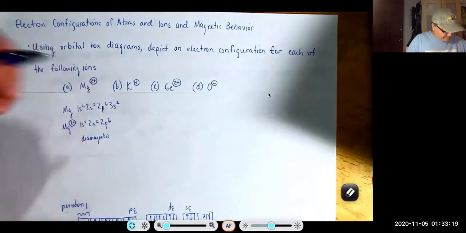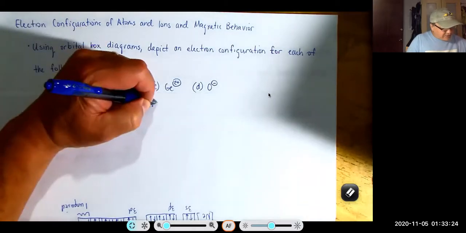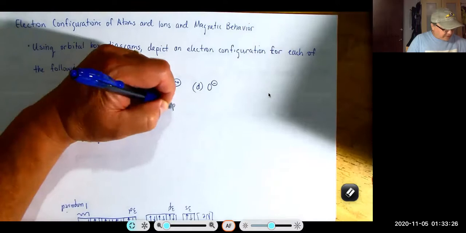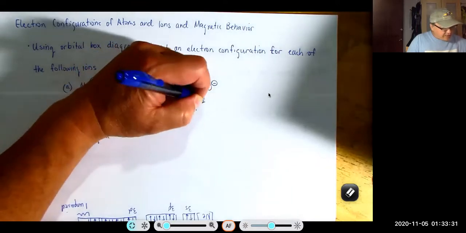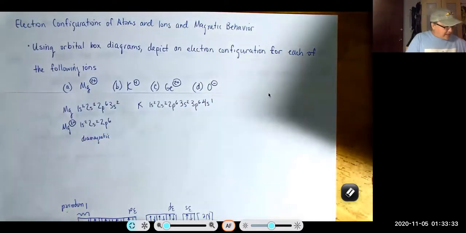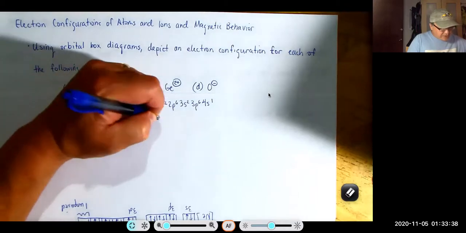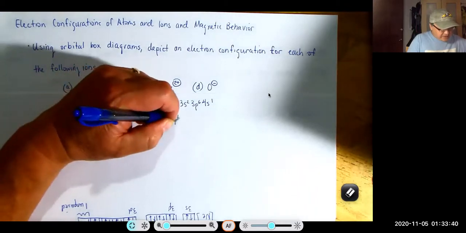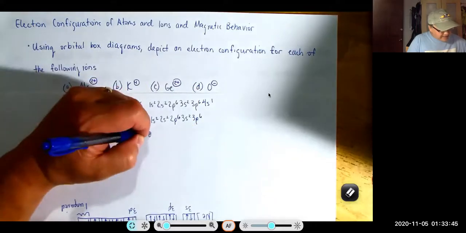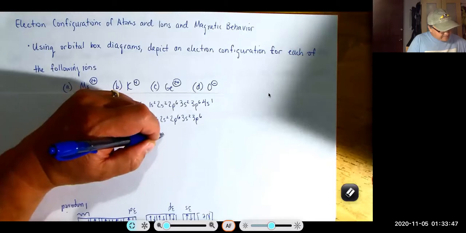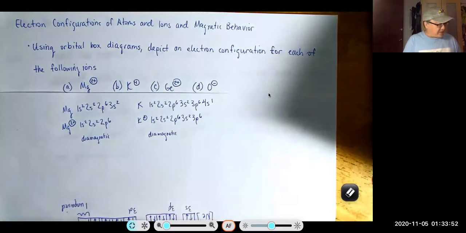For potassium, we would have 1s2, 2s2, 2p6, 3s2, 3p6, 4s1. And potassium plus 1 would be 1s2, 2s2, 2p6, 3s2, 3p6, and this would also be diamagnetic because each subshell is full, meaning all electrons are paired.